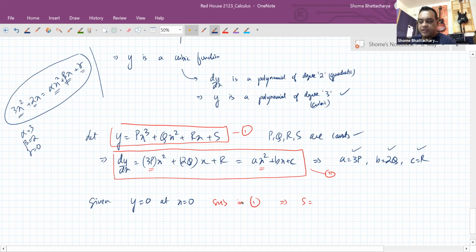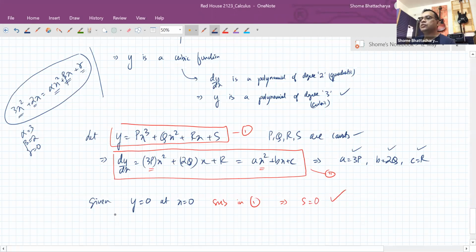Okay, so having done that, now also given to us directly in the question are 4 other conditions. The first condition is that y is 0 when x is 0. So substitute that in equation 1. That is telling us to substitute x as 0. So we'll get y is S. So that S must be 0. So that's one thing we are getting.